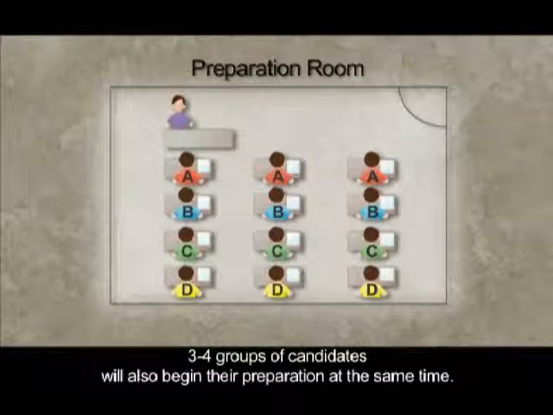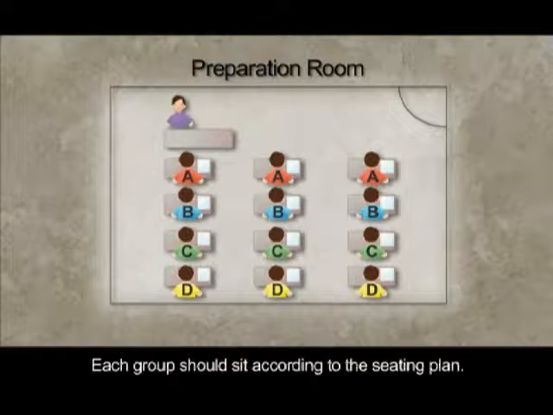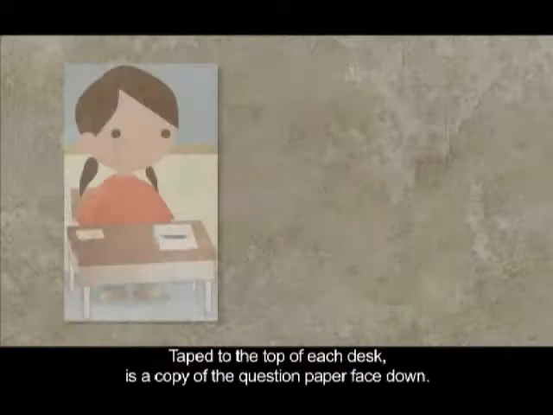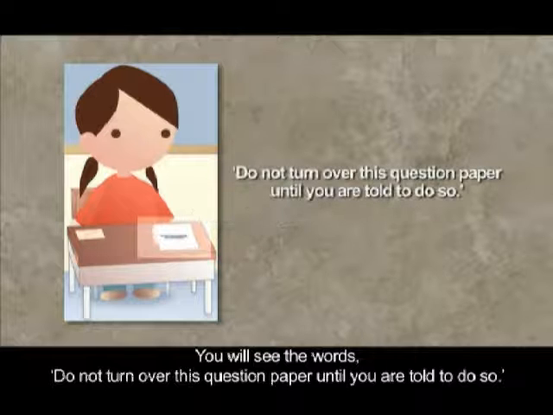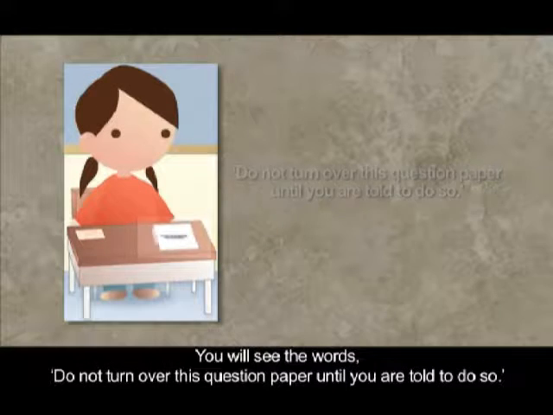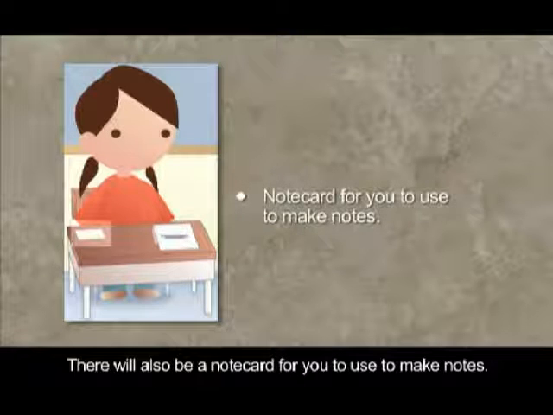3 to 4 groups of candidates will also begin their preparation at the same time. Each group should sit according to the seating plan. Taped to the top of each desk is a copy of the question paper face down. You will see the words, "Do not turn over this question paper until you are told to do so." There will also be a note card for you to use to make notes.